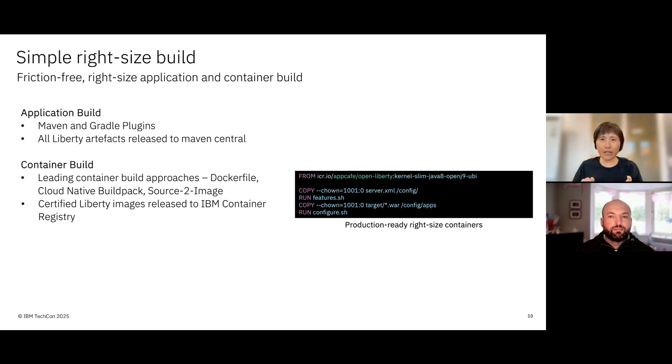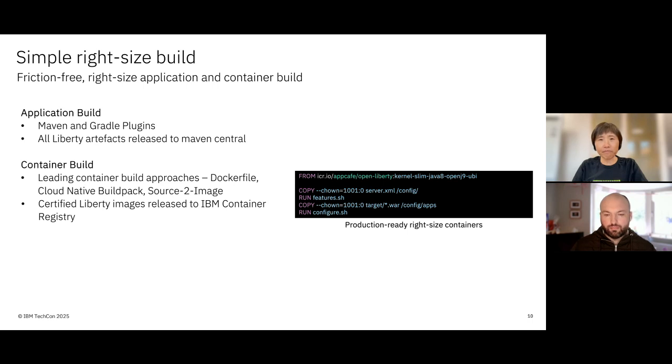You can have the base image. In this case, for the base image, you can choose Slim and also a particular Java version, and then we run feature.sh, which gives you just enough features to support your application, and then eventually we run config.sh for further optimization. Liberty not only requires you to create a Docker file, it also supports source to image, so in that case, you don't even need to create a Docker file.